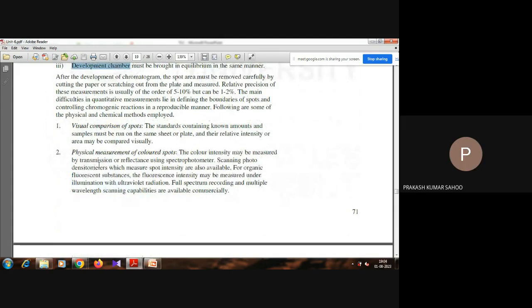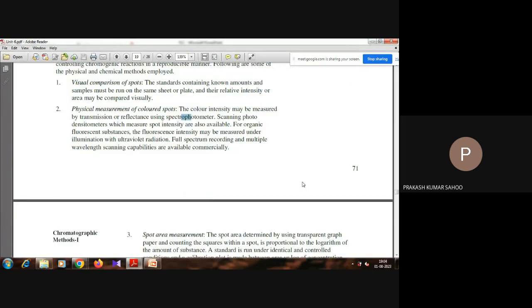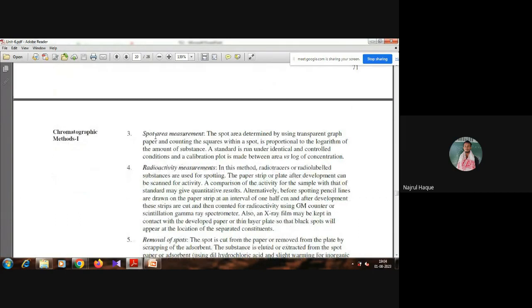Then a physical measurement of colored spots. This is physical measurement, that is reflectance or transmittance phenomenon, using a spectrophotometer or scanning photodensitometer, which measures spot intensity for organic fluorescent substances. The fluorescent intensity must be measured under illumination with ultraviolet radiation or in an iodine atmosphere. Spot area measurement: the spot area is determined using transparent graph paper, and the number of squares counted within a spot is proportional to the logarithm of the amount of the substance. These are the mathematical things we require for our Rf calculation.